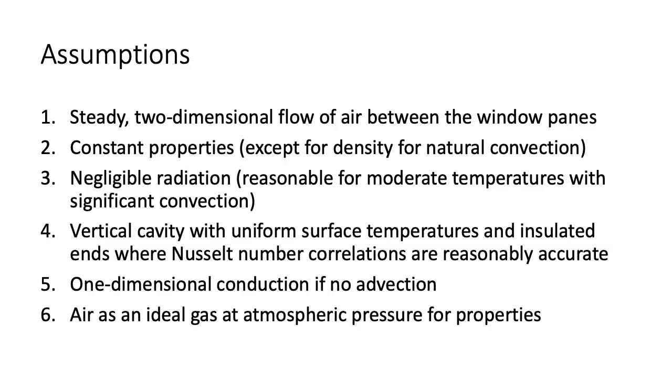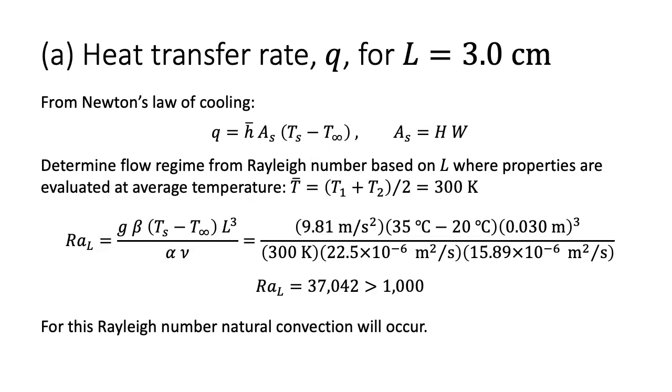Our fourth assumption is that we can model the window as a vertical cavity with uniform vertical surface temperatures and insulated ends, where the Nusselt number correlations are reasonably accurate. Our fifth assumption is that conduction will be one-dimensional if advection does not occur. Our sixth assumption is that the air is an ideal gas at atmospheric pressure, which will be used to look up properties. Clearly, these are some significant assumptions, and we should only expect an accuracy of about plus or minus 20% for our results.